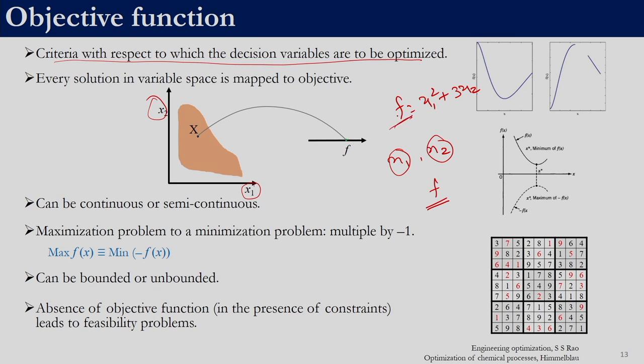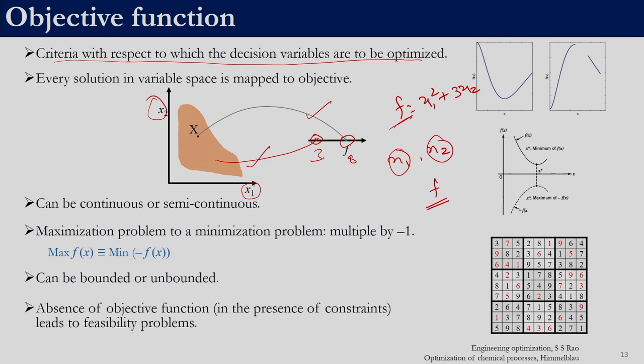Now if we are given two solutions, let us say this solution is over here, and this solution corresponds to over here, and let us say this is 3 and this is 8. If the optimization problem is to maximize f, then this solution is better, and if the optimization problem is to minimize f, then this solution is better. So comparing two solutions is nothing but finding out the minimum of those two objective function values.